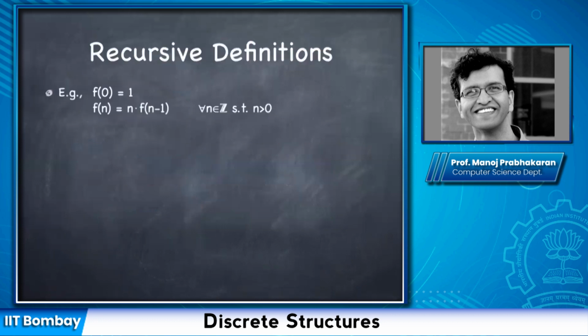Okay, so here's one more example to clarify things. Here's a function f from non-negative integers to integers. f(0) is defined to be 1, and for all n greater than 0, it's defined using the relation f(n) equals n times f(n minus 1). So what does this actually define? Well, you can unroll this. You will get f(n) equals n times f(n minus 1), which is n times (n minus 1) times f(n minus 2), which is n times (n minus 1) times (n minus 2) times, and so forth, until you hit f(0), and that is 1.